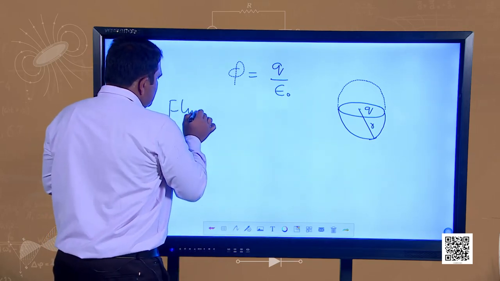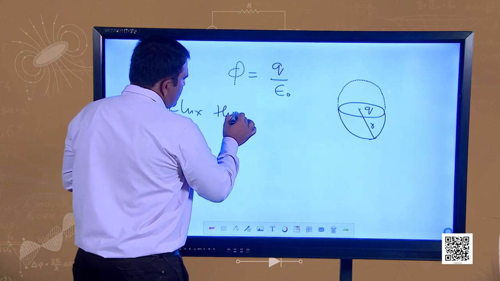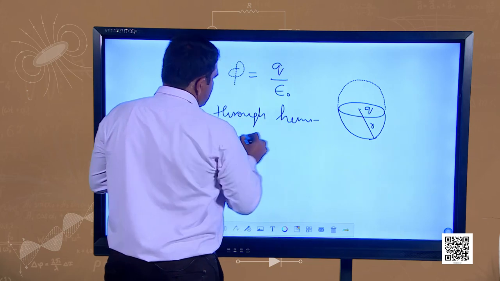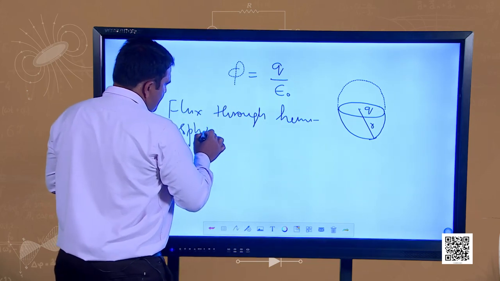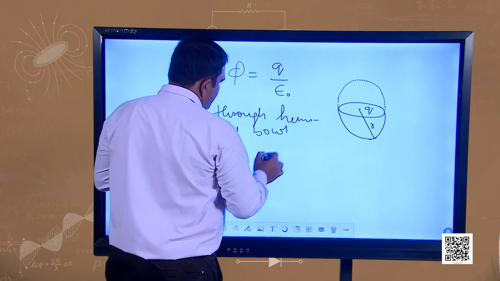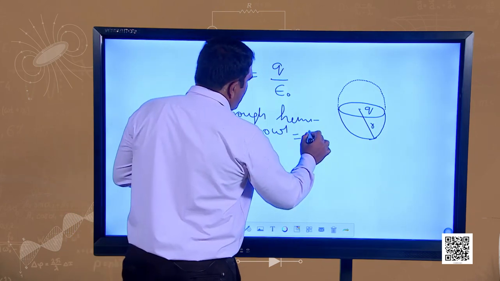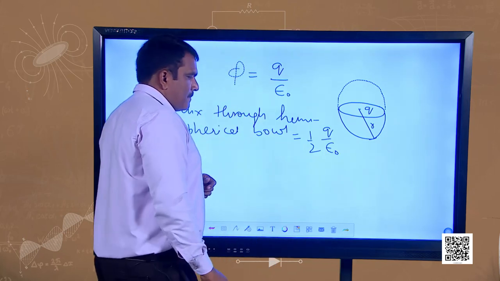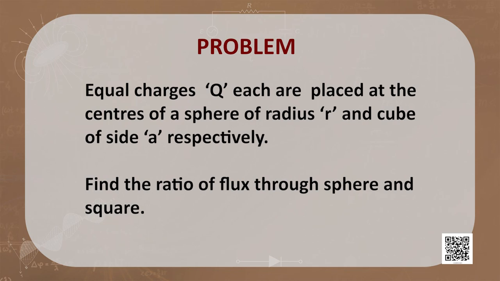So, flux through the hemispherical bowl is equal to half of Q by epsilon naught. Let us have another problem.